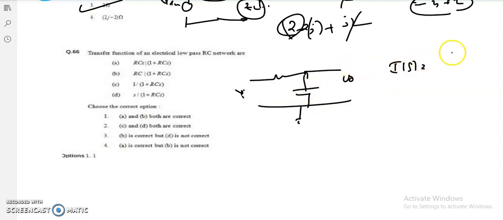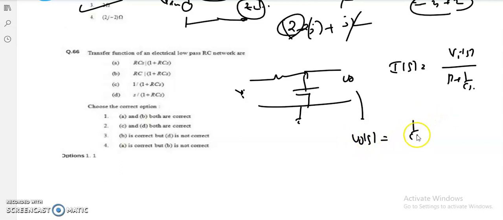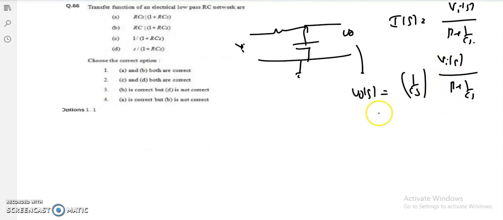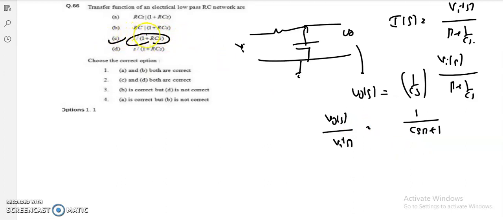So I of S is equal to V of S divided by R plus 1 by CS, and here V naught of S is equal to 1 by CS into I of S, that is V of S divided by R plus 1 by CS. Bring this Vi of S down, then I will get V naught of S divided by Vi of S is equal to 1 divided by CSR plus 1. Fine. So 1 divided by CSR plus 1. So option C is the correct one.